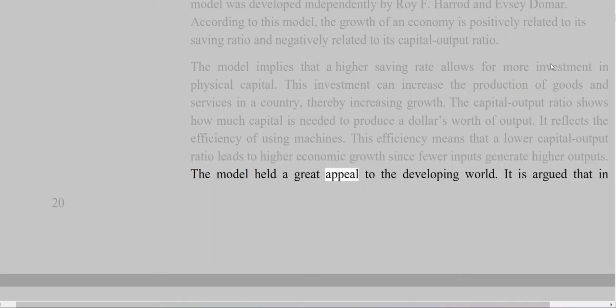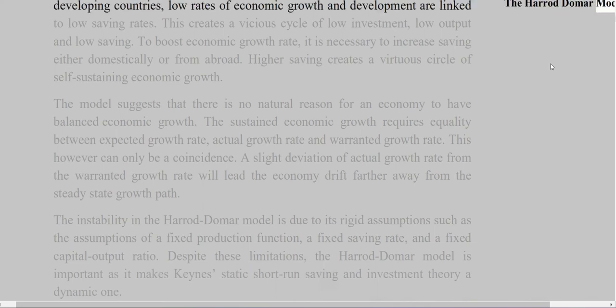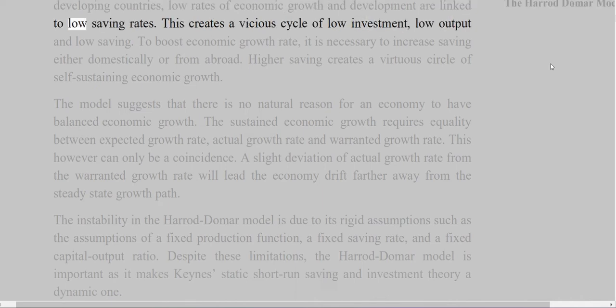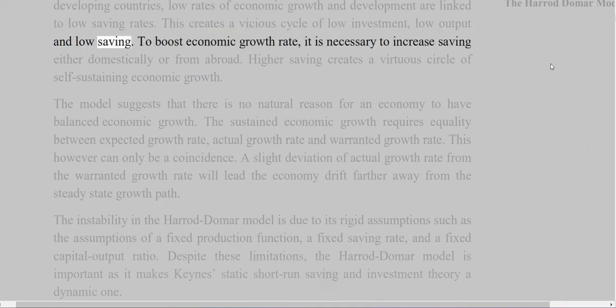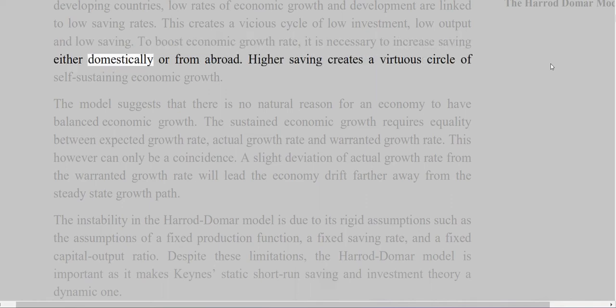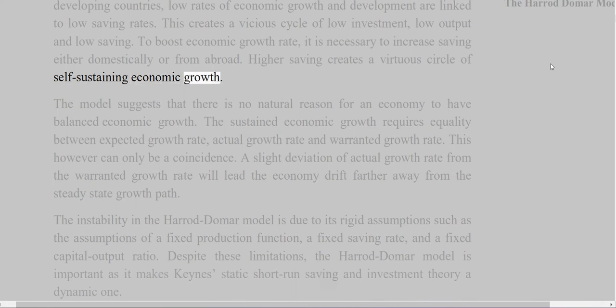The model held a great appeal to the developing world. It is argued that in the Harrod-Domar model, developing countries' low rates of economic growth and development are linked to low saving rates. This creates a vicious cycle of low investment, low output, and low saving. To boost economic growth rate, it is necessary to increase saving either domestically or from abroad. Higher saving creates a virtuous circle of self-sustaining economic growth.